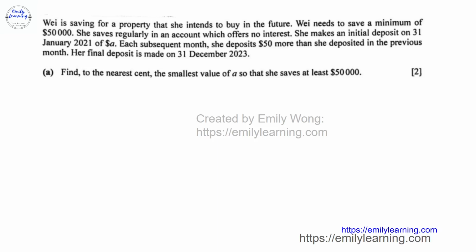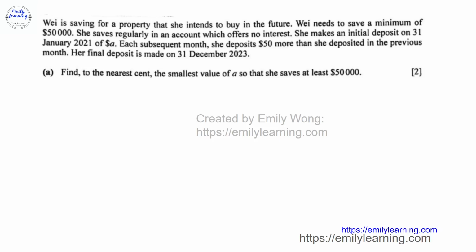She makes an initial deposit on 31st January 2021 of $A. Each subsequent month, she deposits $50 more than she deposited in the previous month. Her final deposit is made on 31st December 2023.